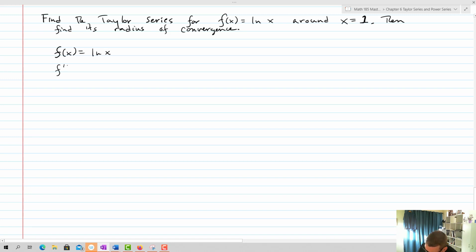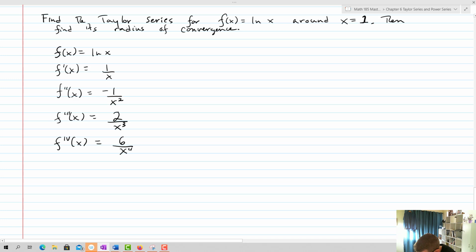We'll have f prime of x is then going to equal 1 over x. f double prime of x is going to equal negative 1 over x squared. f triple prime of x is going to equal 2 over x cubed. f quadruple prime of x is going to end up equaling negative 6 over x to the fourth, and so on and so forth. And we'll see what those look like in just a bit.